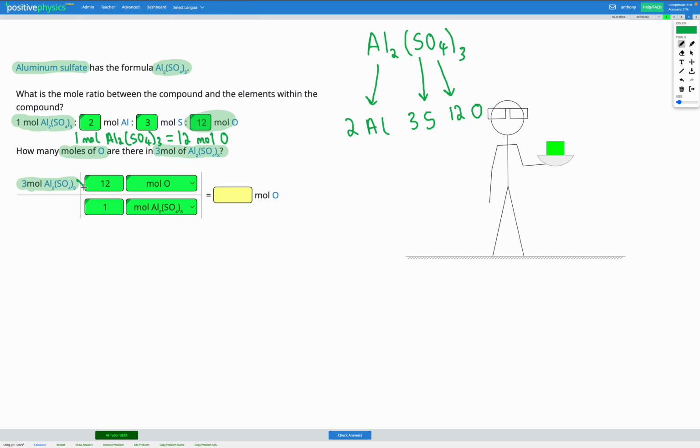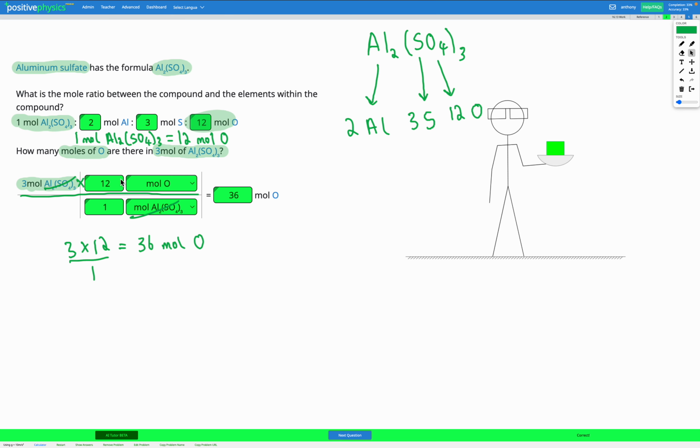So now we just multiply it on the top and divide by everything on the bottom. The moles of Al2(SO4)3 are going to cancel out, which leaves us with 3 multiplied by 12 divided by 1, which gets us an answer of 36 moles of oxygen. So we can go ahead and fill that in our answer box.